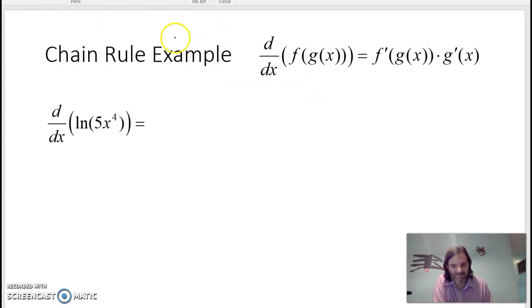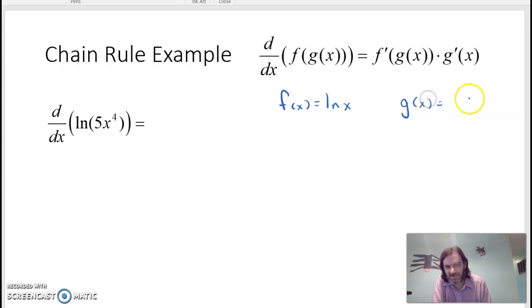From the previous example we just did, we can tell that this was made up of f of x being the natural log of x. That's what's getting an input. And what is that input is g of x, the 5x to the fourth. Okay, so we stuck 5x to the fourth into natural log to create this function. So we understand what f and g are.